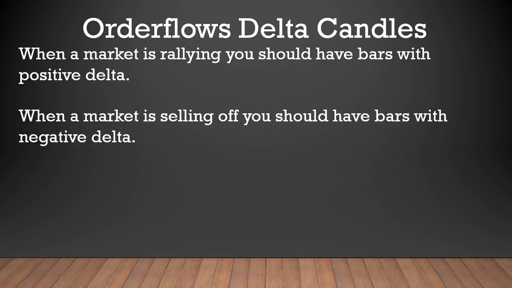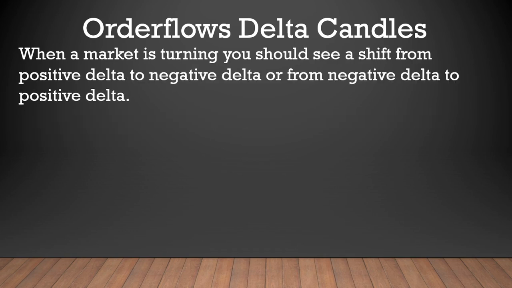So why is this important? When a market is rallying, you should have bars with positive deltas, because it means you have net buying coming in. When the market's selling off, you generally have bars with negative delta, which means sellers are in control of the market. And when a market is turning, this is the valuable part. You'll see a shift from positive delta to negative delta, or from negative delta to positive delta, depending on which way the market's turning: from moving up to start to move down, or from moving down to start to move up.